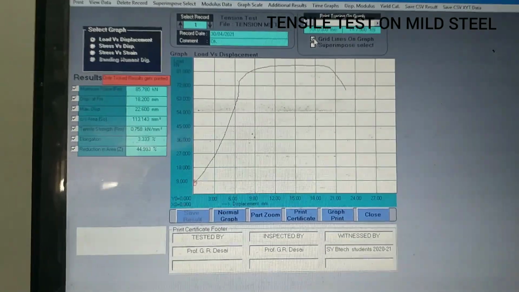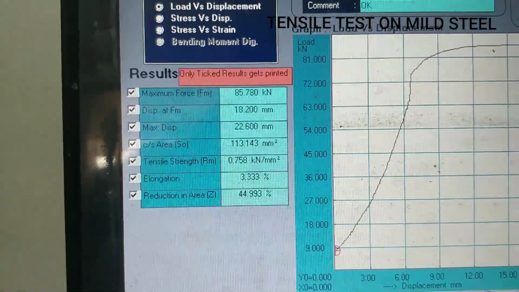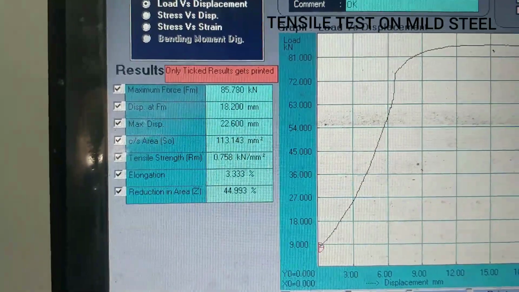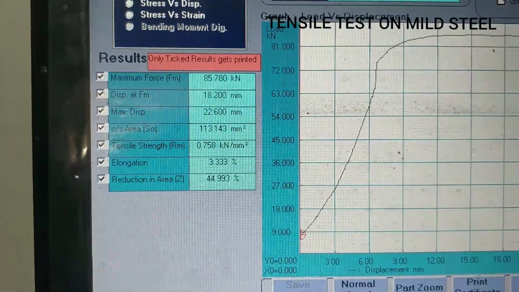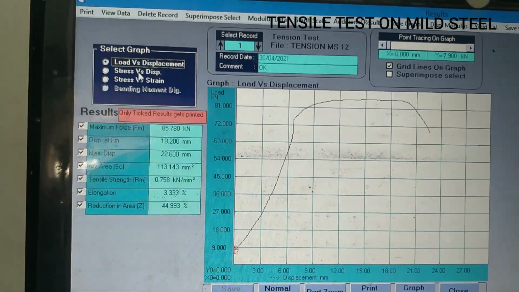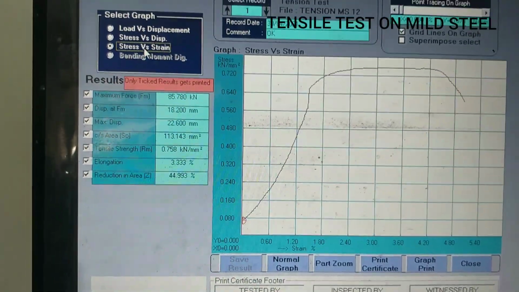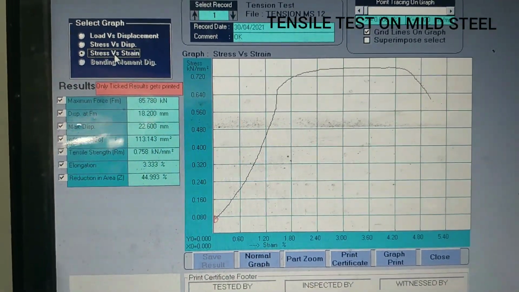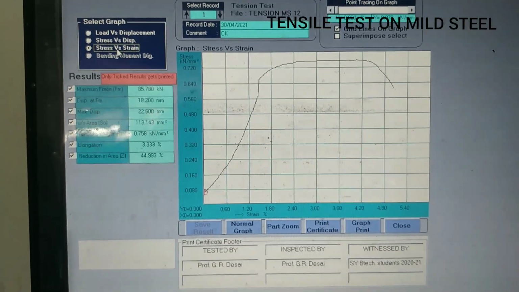Here is the output, which is the load displacement curve. The maximum force is 85.78 kN, displacement is 18 mm, and tensile strength is around 0.758 kN per mm square. You can also see the load versus displacement curve, then the stress versus displacement curve, and the stress versus strain curve. So in this way, this is the procedure to find the tensile test on a mild steel bar.